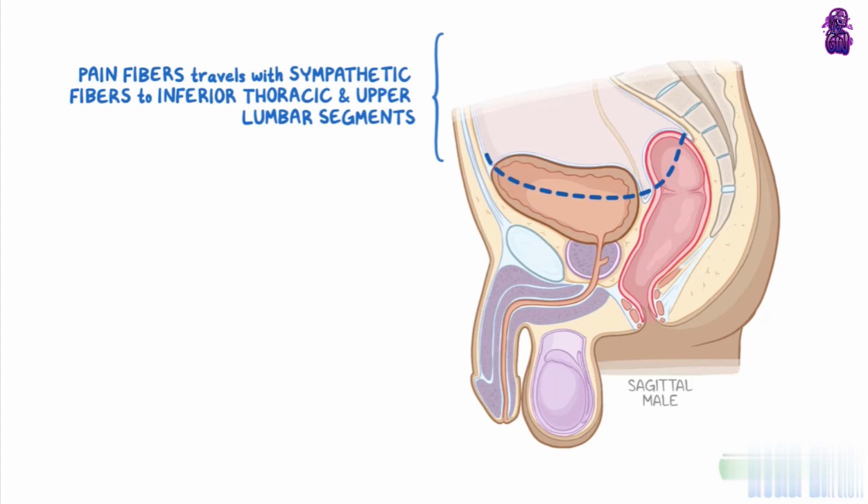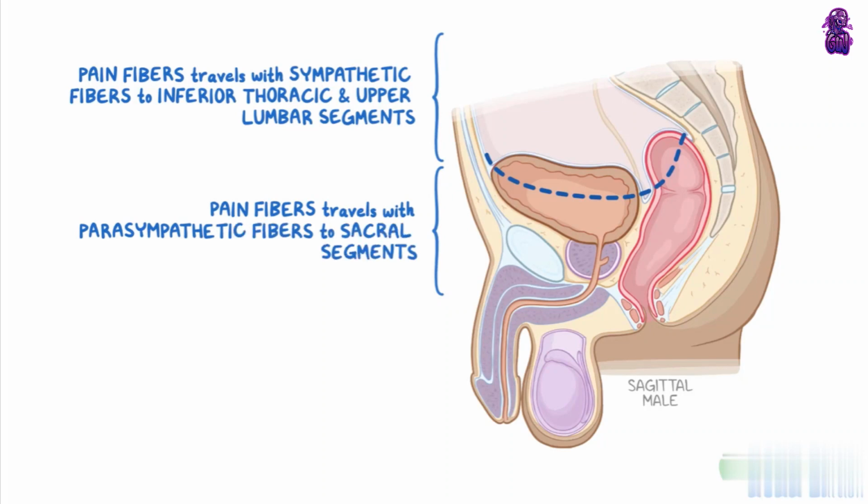The lower part of the urinary bladder lies below the pelvic pain line, which means that pain fibers that come from the lower part travel with the parasympathetic fibers to the sacral segments of the spinal cord.